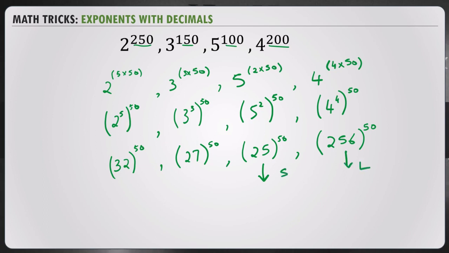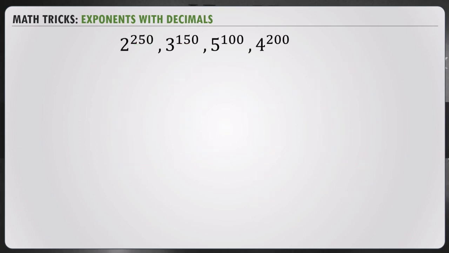So the smallest number in your sequence was 5 to the power of 100, and the largest number was 4 to the power of 200. I hope this helps you out. Let me show you the other way to solve this, which I think many of you would like. All right, here we go. Let's look at all the powers that we have here: 250, 150, 100 and 200. Let's just cancel all the zeros.